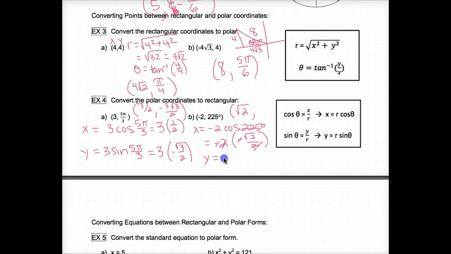For my y, r sine of theta. Again, I'm in quadrant 3, where the sine is negative also. So in this case, I actually get the exact same thing that I got for my x is also for my y. So square root of 2 for both of those.